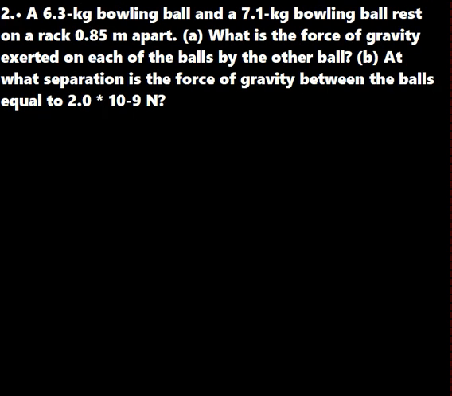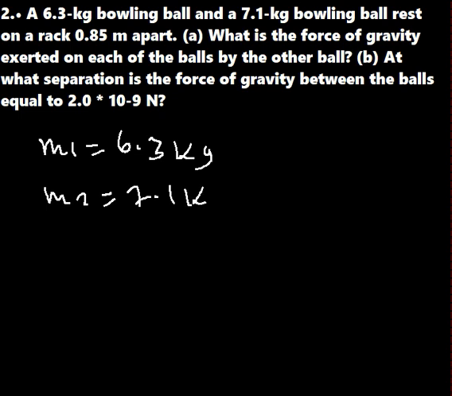Now let's see this question. A 6.3 kg, that is mass 1, we have it as 6.3 kg bowling ball, and we have mass 2, which is given as 7.1 kg, like that.